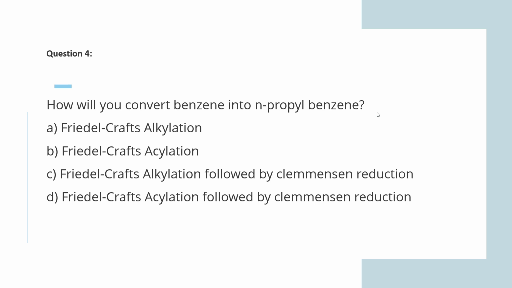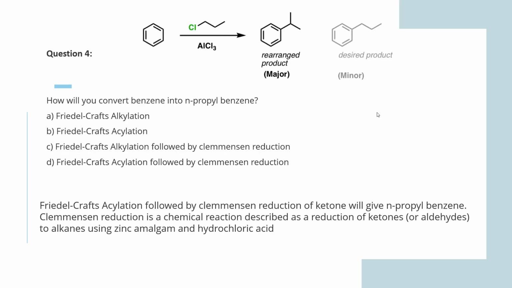Then we talked about how we can convert benzene into n-propyl benzene, where we observe the rearrangement of the electrophile generated in the very first step into a more stable carbocation, which led to the formation of a rearranged product if we used Friedel-Crafts alkylation. That is why we had to carry out the conversion by using Friedel-Crafts acylation followed by Clemmensen reduction.